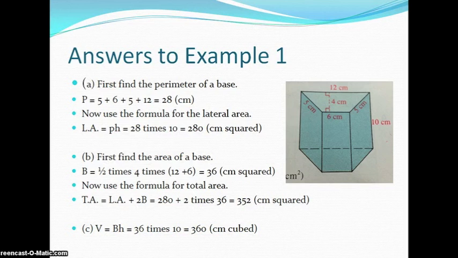B. First find the area of a base. B equals 1/2 times 4 times (12 plus 6), which is equal to 36 centimeters squared. Now use the formula for total area. Total area equals lateral area plus 2 times the area of a base, equals 280 plus 2 times 36, which equals 352 centimeters squared. Now for the last part, C. Volume equals the area of a base times H, which equals 36 times 10, which is 360 centimeters cubed.